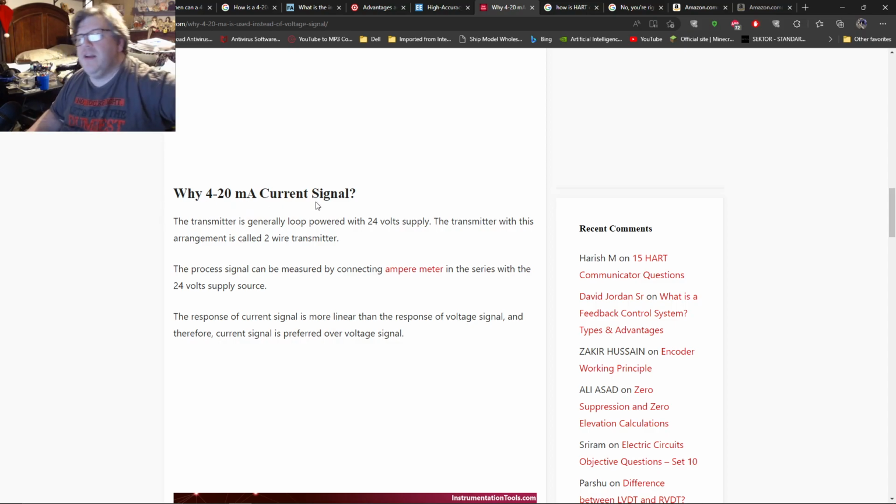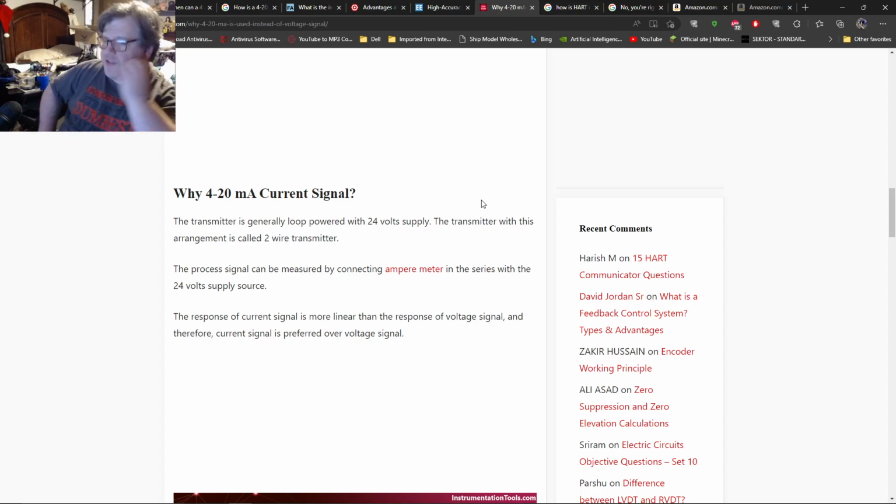Why a 4 to 20 mA current signal? The transmitter is generally loop powered with a 24 volt supply. The transmitter with this arrangement is called a 2-wire transmitter. The process signal can be measured by connecting an ampere meter in series with the 24 volt supply source. See, you can even measure the process signal via an amp meter.